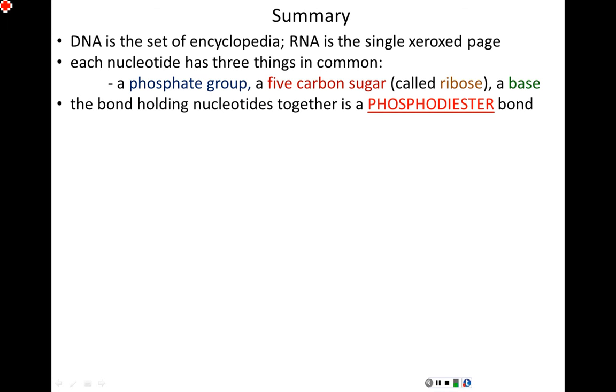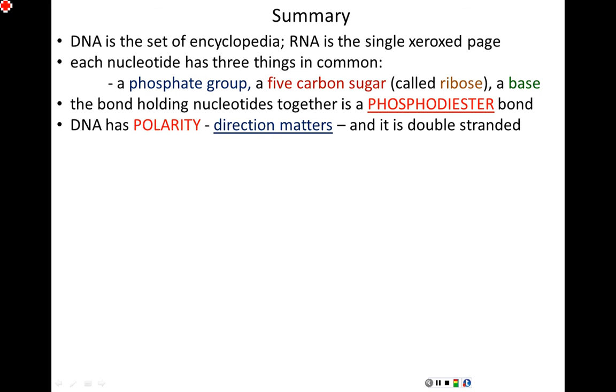There are 4 different bases that we are concerned with: guanine, cytosine, adenine, and thymine or uracil, depending on if we're talking about DNA or RNA, respectively. These nucleotides are held together into sequences or chains through phosphodiester bonds, and it is the sequence that carries the information. DNA has polarity. The direction of DNA matters, and we always consider DNA from its 5' end at the beginning to its 3' end at the end.